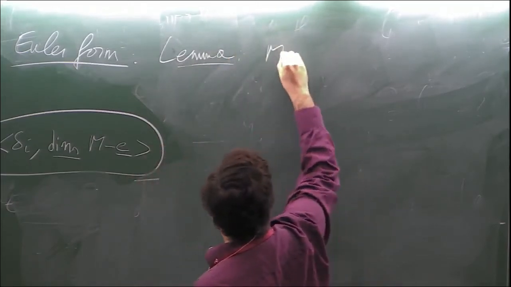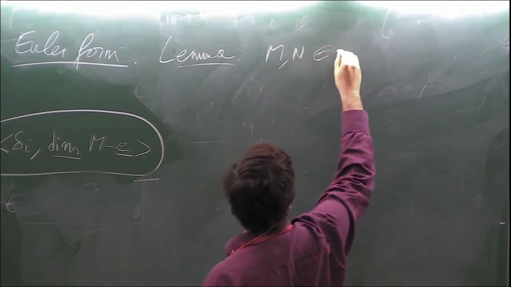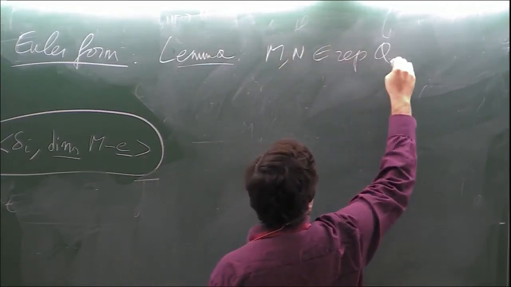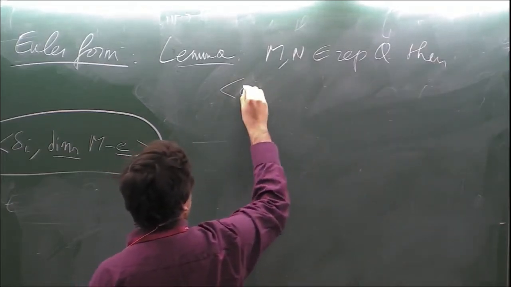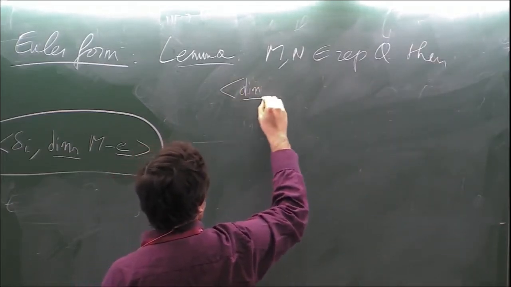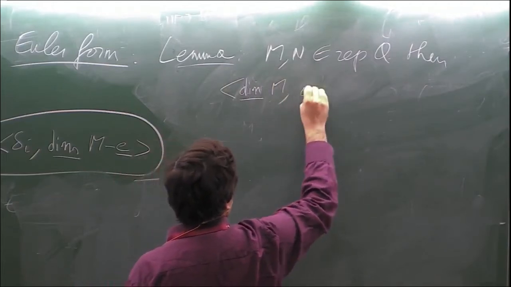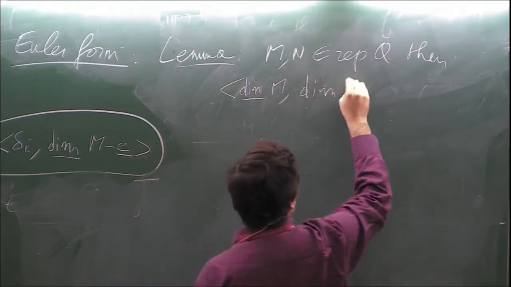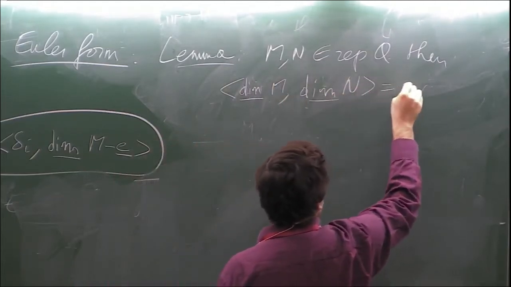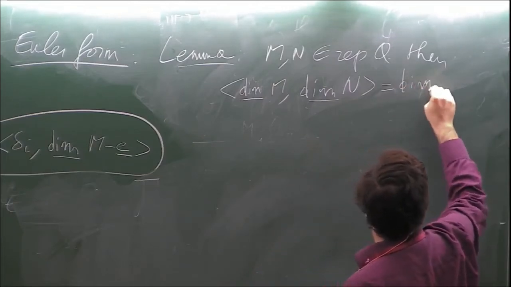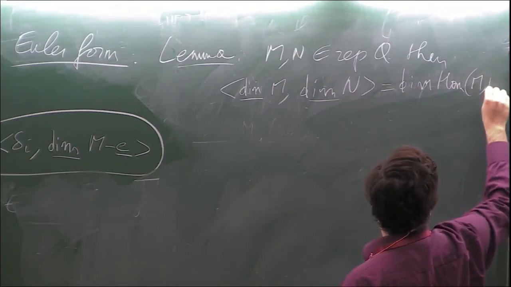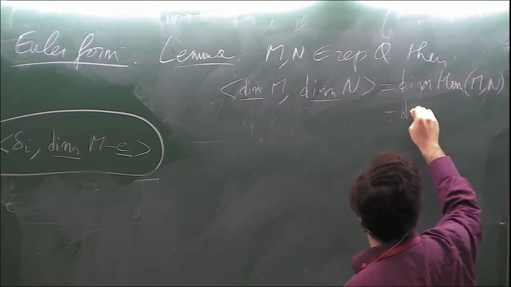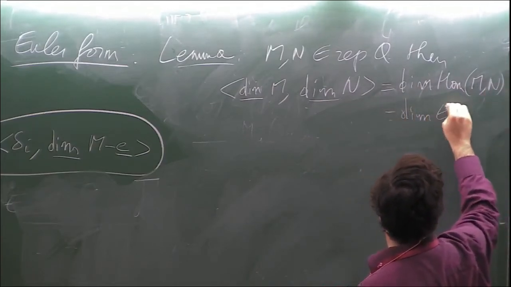If M and N are 2 representations of Q, then the Euler form of their dimension is just the dimension of the Hom space minus the dimension of the Ext1 space.